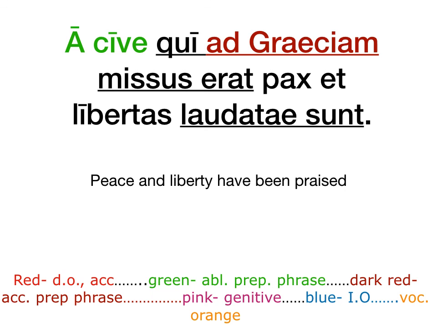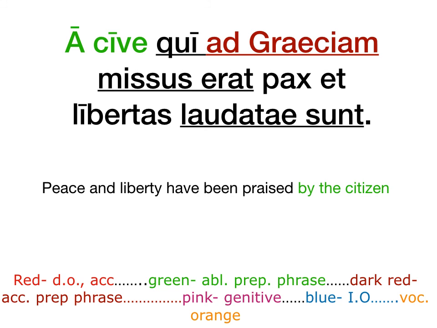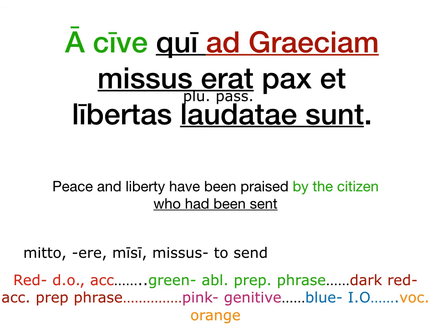Who were they praised by? Oh, by the citizen. There we go. We know what to do with our citizen. So peace and liberty have been praised by the ablative of agent. It is an ablative agent, by the citizen. And then we're going to learn more about that citizen in the relative clause. So now let's actually do the middle part. By the citizen who had been sent.